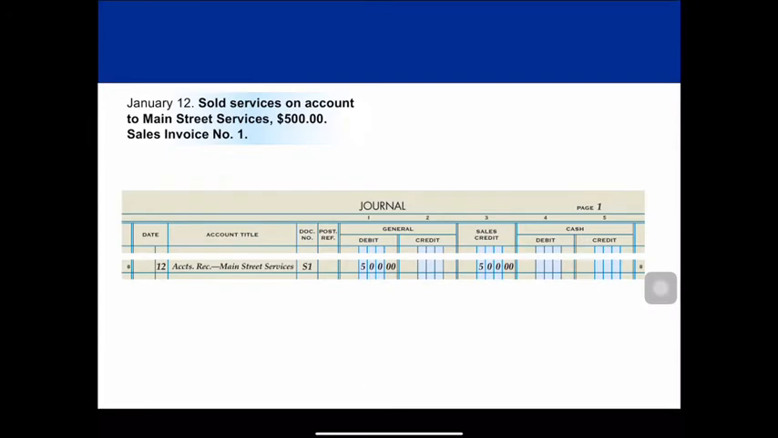Take away all the arrows. It looks like this. We are going to debit $500 to accounts receivable, credit our sales. And we have everything filled out. We have the date and we have the document number also filled out.